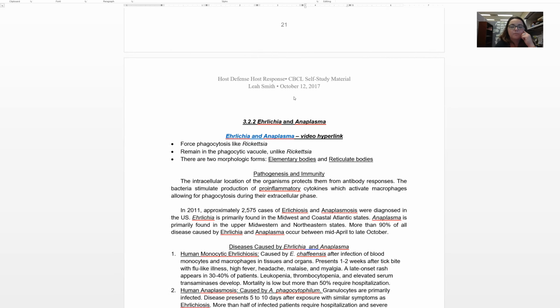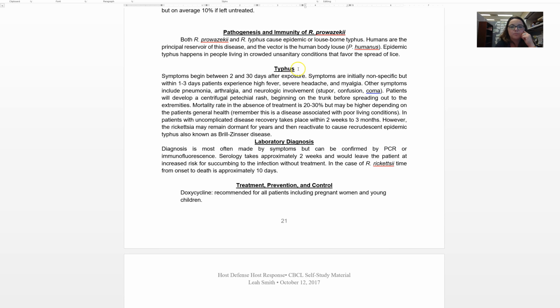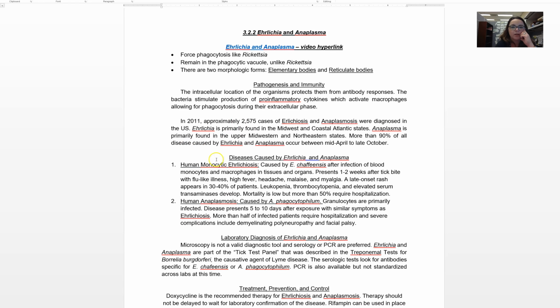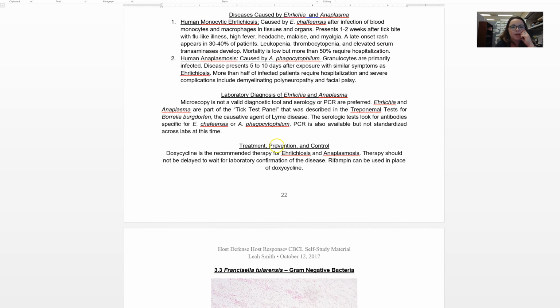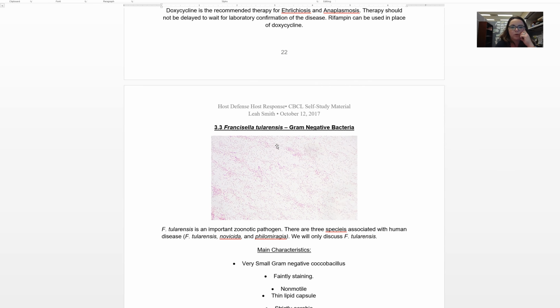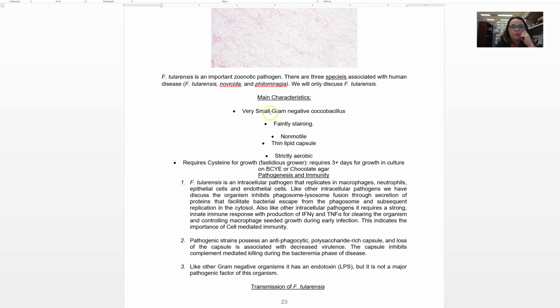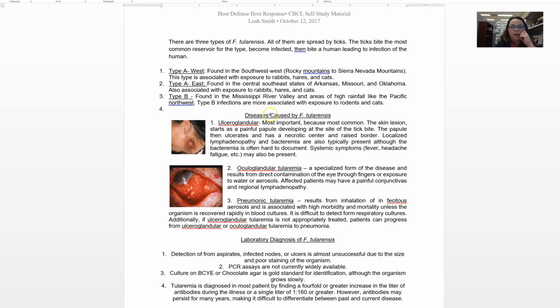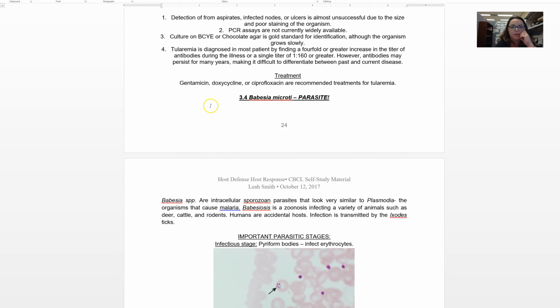Anyway, typhus. Just keep this separate. This is caused by R. prowazekii, not Salmonella typhoid. So this is a different disease than what we covered in Jenna Wilson. Okay, Ehrlichia and Anaplasma, kind of a similar tack. Just make sure you know your vectors, how you get them, where you get them. Then we go into a gram-negative organism. You can read through this. Again, know where you find it, the types of disease and syndrome.